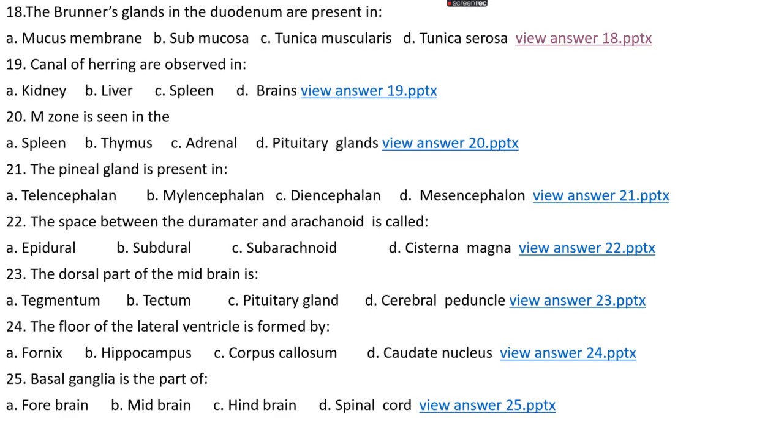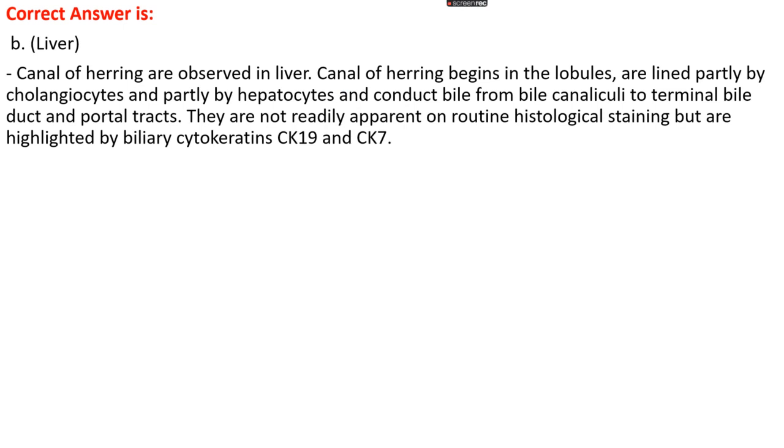Question number 19. Canals of Hering are observed in option A, kidney, option B, liver, option C, spleen, option D, brain. The right answer is option B, the liver. Canals of Hering are observed in the liver. The canal of Hering begins in the lobules and is lined partially by cholangiocytes, the bile duct cells, and partly by hepatocytes.